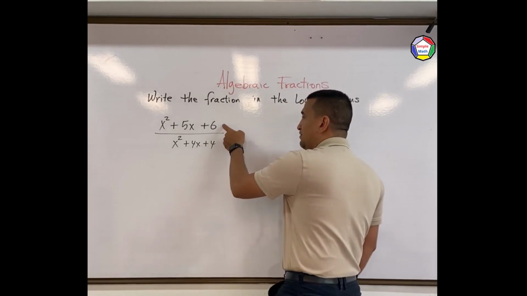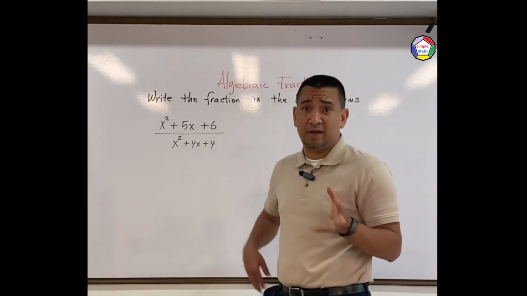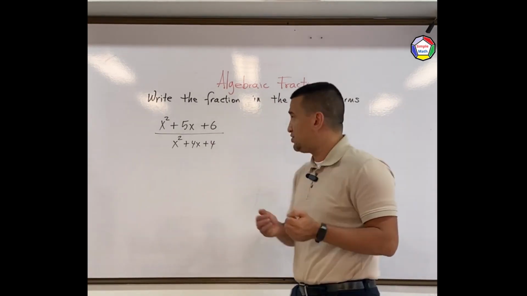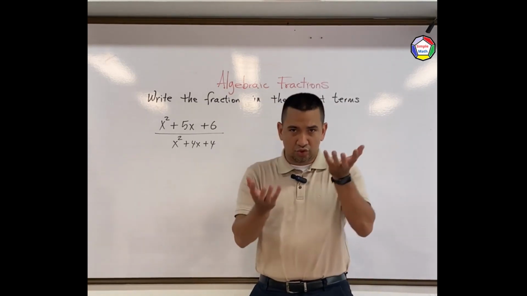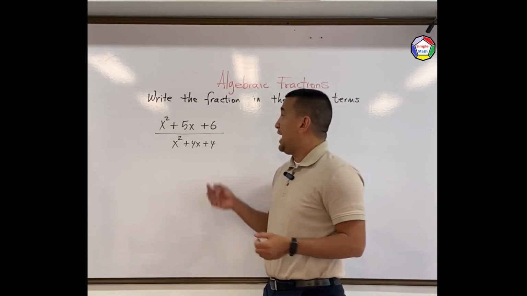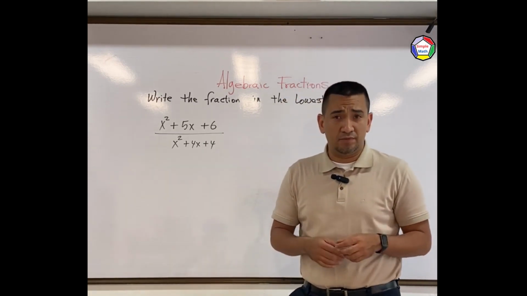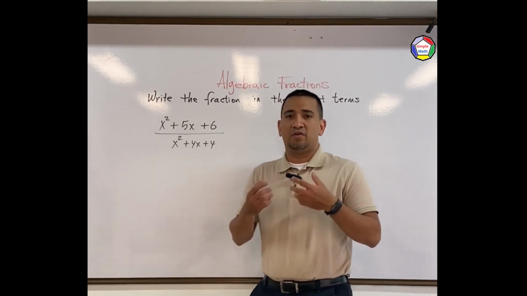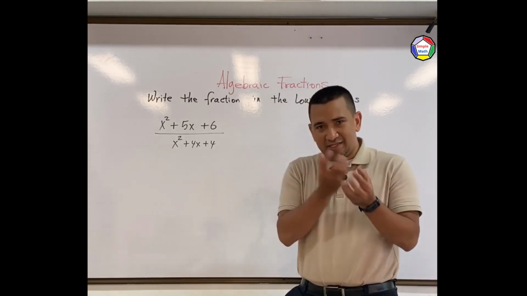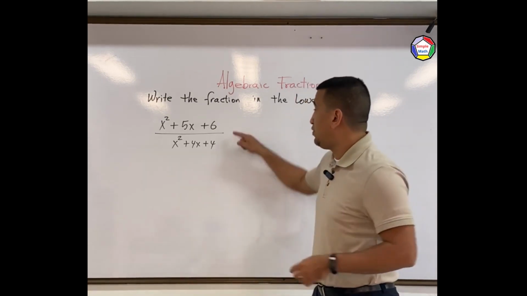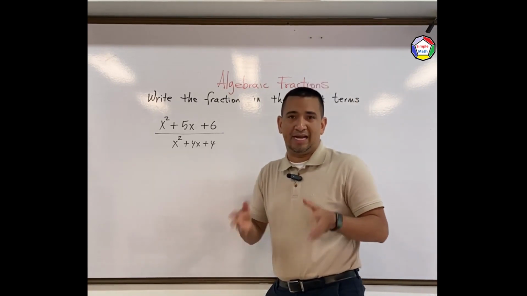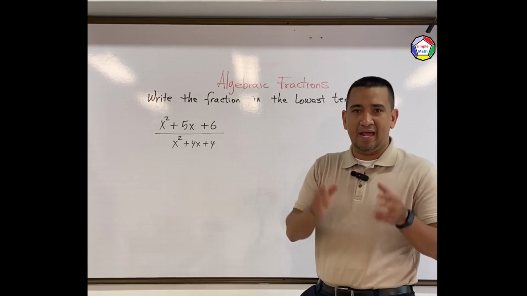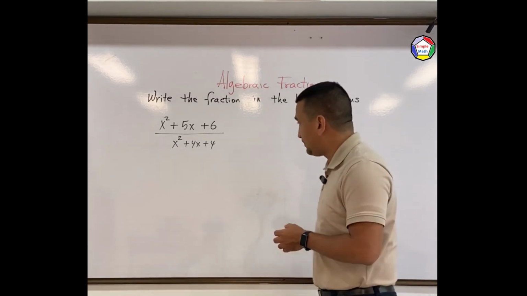This is not a common factor by grouping, because for that we need 4 terms. This is not a difference of squares, because for that we need 2 terms, and here we have 3. This is not a sum or difference of cubes for the same reason; we need 2 terms, and we have 3. So we need to check if this is a perfect square trinomial or a trinomial in the form x squared plus bx plus c.